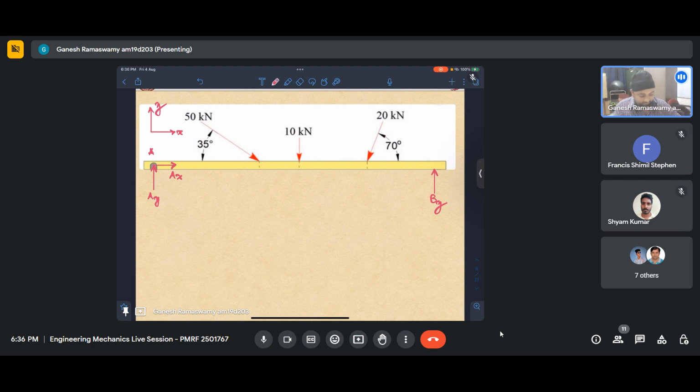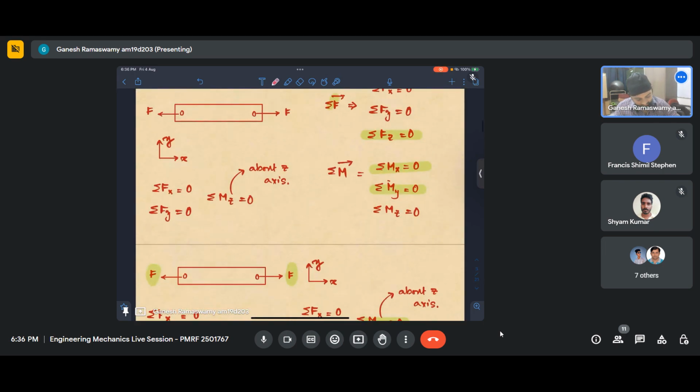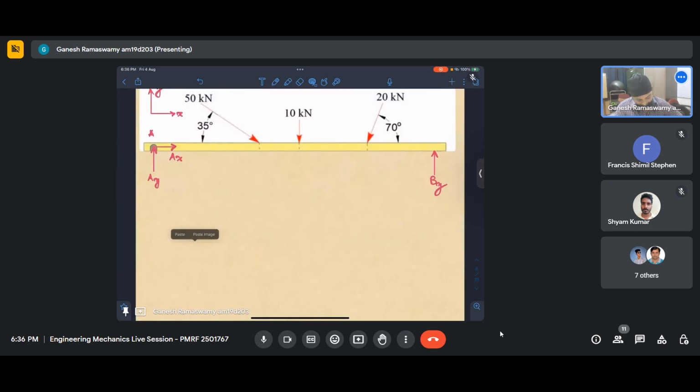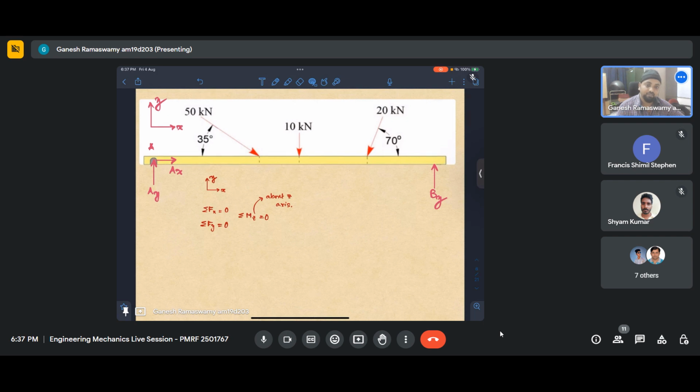So essentially, we are in the XY plane. We discussed here that in the XY plane, we have these three equilibrium equations. Let me copy it and put it here. We have these three equilibrium equations in the XY plane. X and Y we know. We have drawn the free body diagram. We have replaced the reactions. We have replaced the supports by appropriate reactions, as we know.